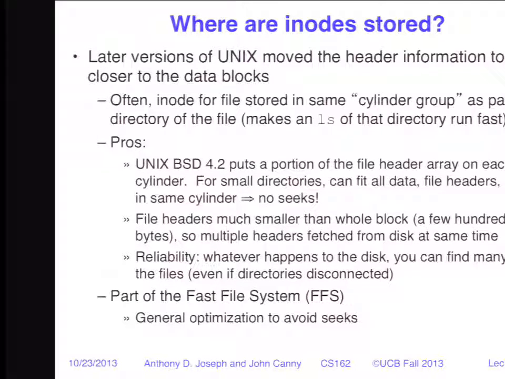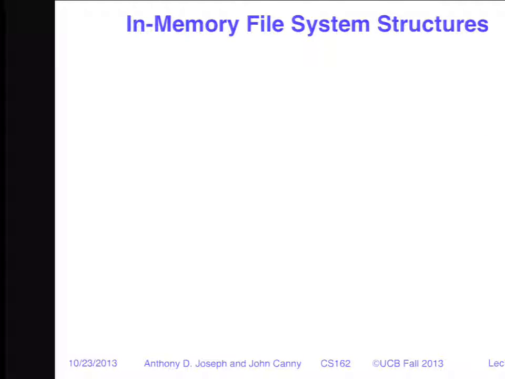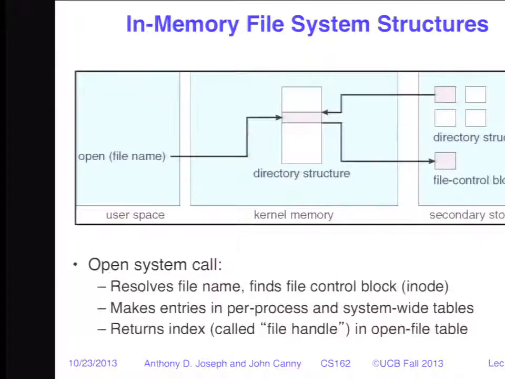All of this is part of the 4.2 BSD fast file system. Overall, it's a lot of optimizations to avoid seeks. Okay, last thing I want to talk about is some in-memory data structures. So when I do an open system call, what happens?